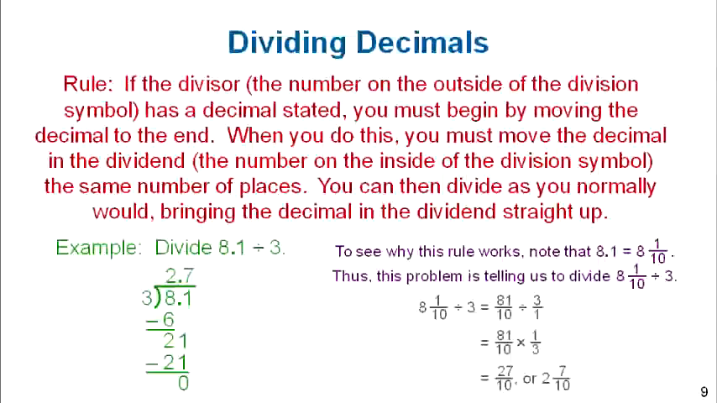To see why this rule works, note that I can rewrite this problem as shown here. And if you think about the rules we use to divide fractions, you should be able to see that 8 1/10 divided by 3 is equal to 2 7/10, which, of course, agrees with the answer I got earlier.